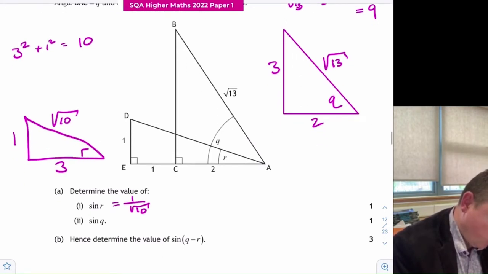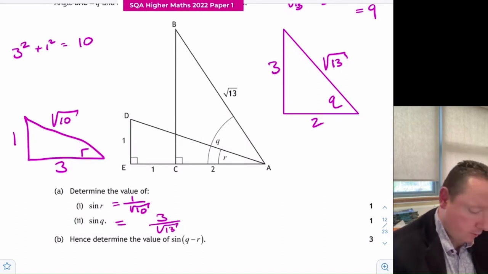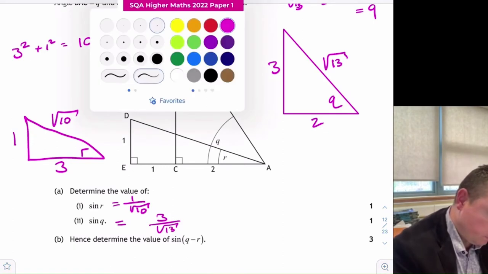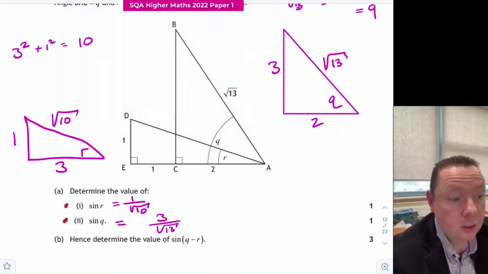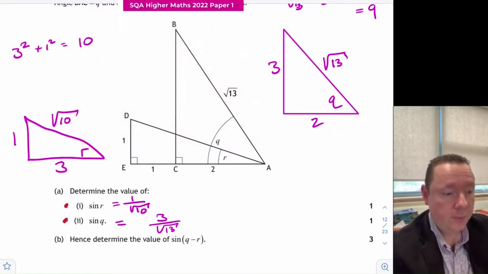And sine q, opposite over hypotenuse, is 3 over root 13. 2 marks there. 1, 2. Nothing else you're going to do there, so let's go to part B.